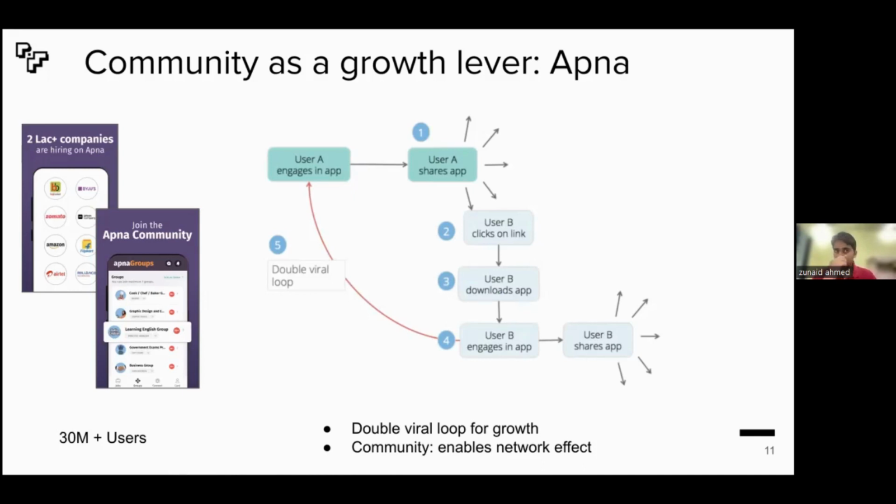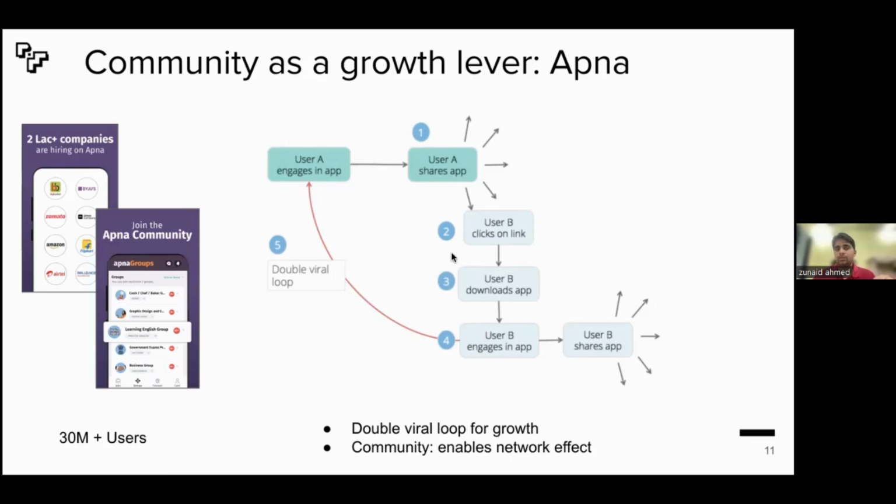So how people use community to drive growth is, say, if a user is getting engaged in the platform, the user will try to add his friends to a particular group or a particular community. He would share the app. User A will share the app, then another user will discover the app, download the app, and then will again be performing the same action on the app, which we already saw in the previous slide.